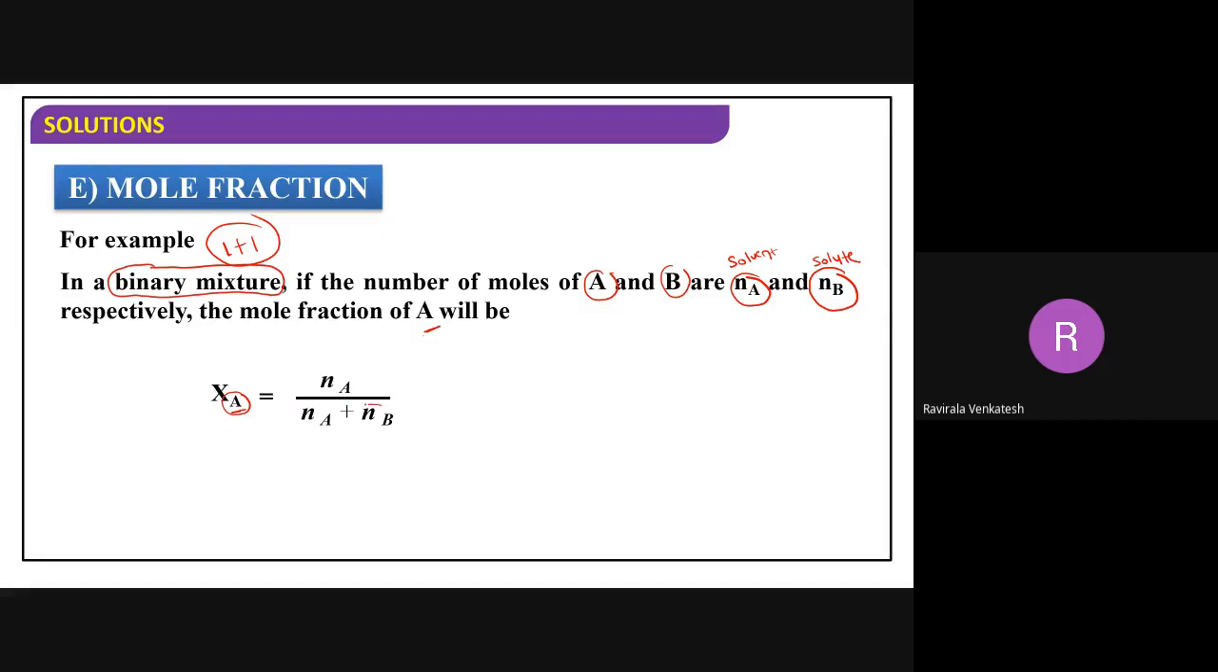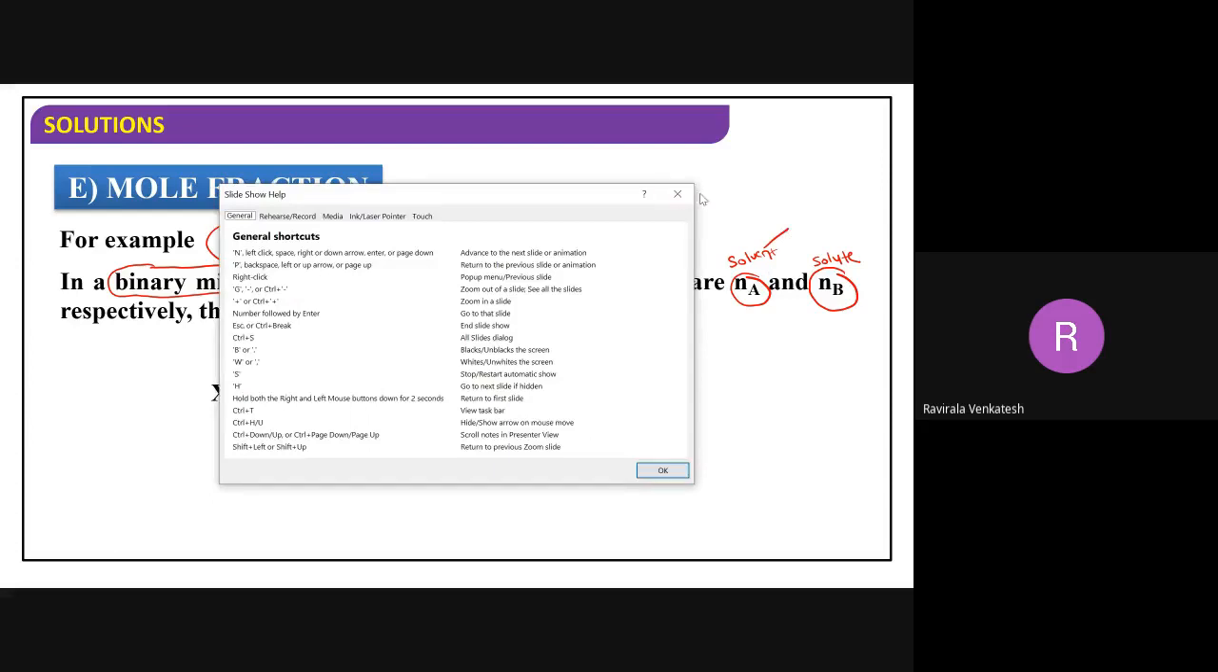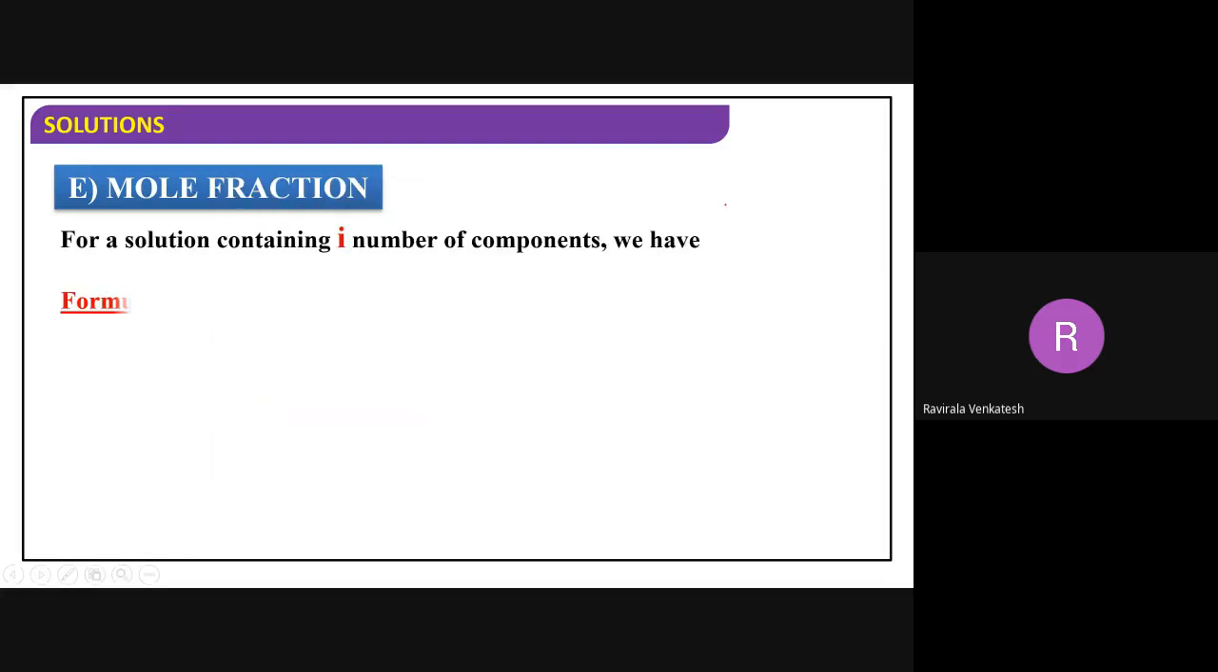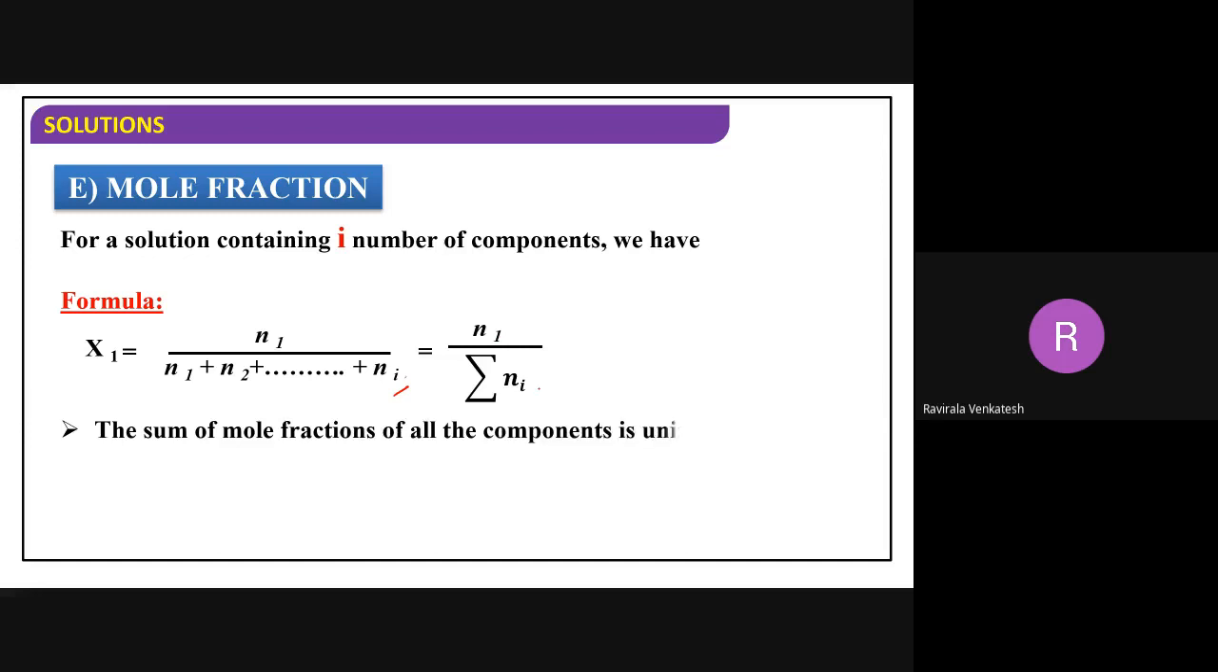Now what is the meaning of Na and Nb? Very simple. This is the number of moles of your solvent. Solvent, right? For example, if you have i number of components, that means you have many solutes in that one. In that case, the formula will be N1 plus N2 plus like that, up to Ni. If you have i number of components, you can use the sum of Ni.